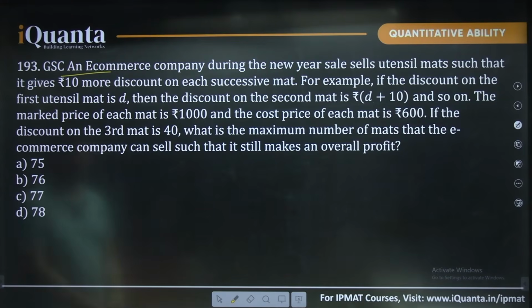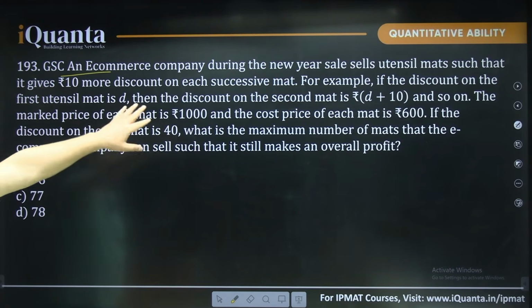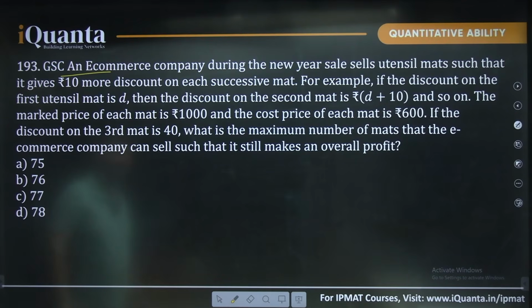The mark price of each mat is 1000 and the cost price of each mat is 600. If the discount on the third mat is 40, what is the maximum number of mats that the e-commerce company can sell such that it still makes an overall profit? So we don't know the number of mats here, but we know that on every mat there is a successive discount of 10 rupees, right?